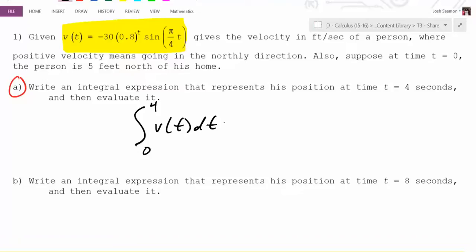What do you have to put in the front? No, it tells you. Read the text. What do I put in front? 5. The initial position. What is the initial position? It is 5. So if you were going to do this in your calculator, you'd do 5 plus the integral from 0 to 4 of that integral.